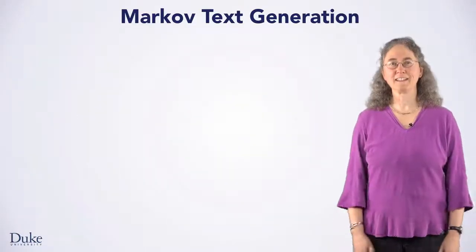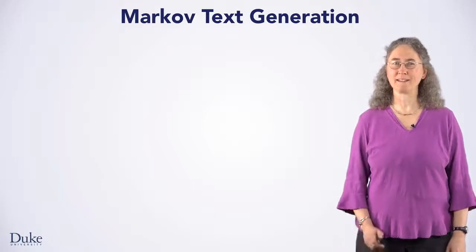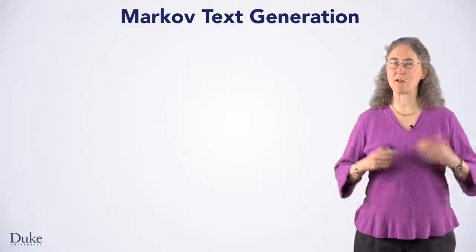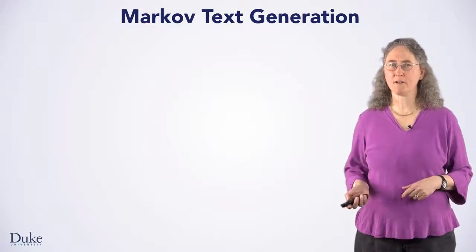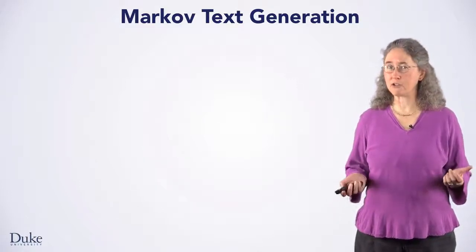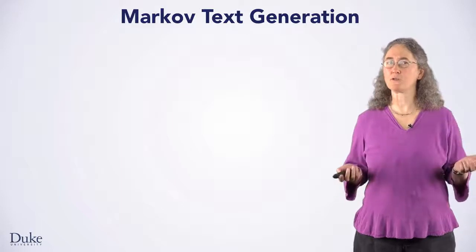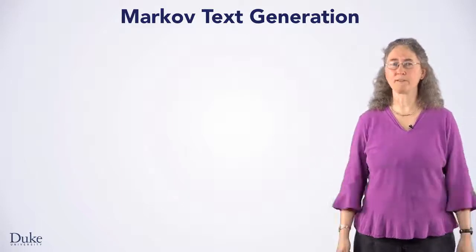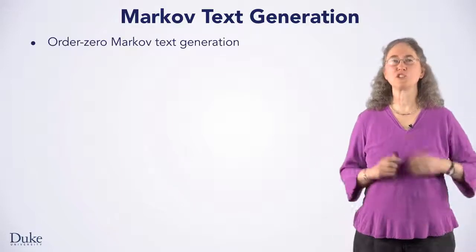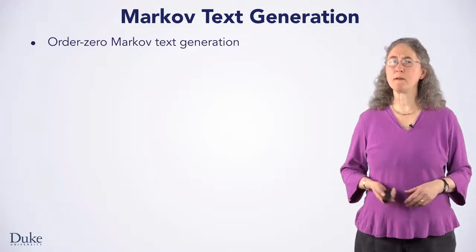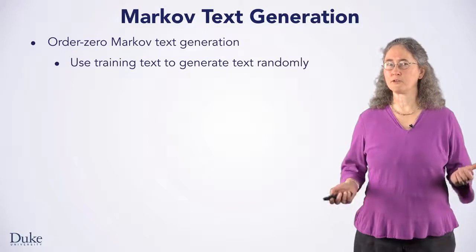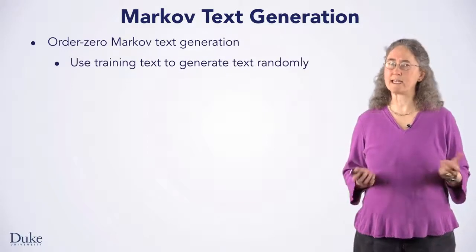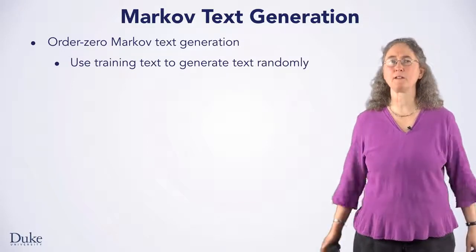Hi! In this lesson, we're going to walk through creating the class that generates text at random using an order zero Markov algorithm. We'll also describe what changes you'll need to make to create an order 1 or more Markov class. Order zero is straightforward to program and will be a model for other Markov classes. All Markov models will use a training text as the basis for generating text at random.